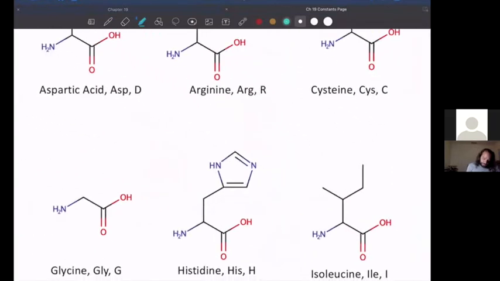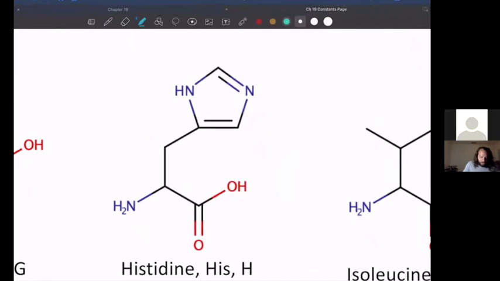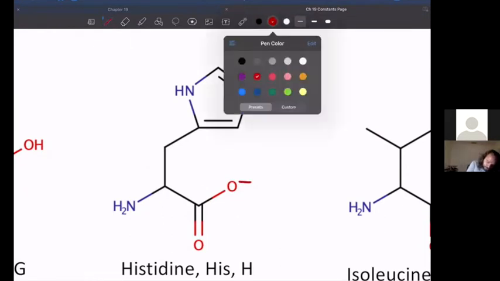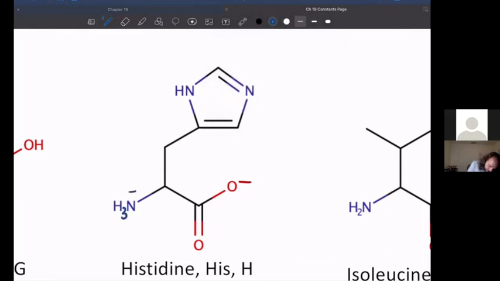So histidine, if I was to draw histidine at physiological pH, just like always, I would make sure that this oxygen actually is not a carboxylic acid, but a carboxylate, that this amine group is actually an ammonium ion. And then lastly, that this nitrogen has a hydrogen attached and a positive charge.